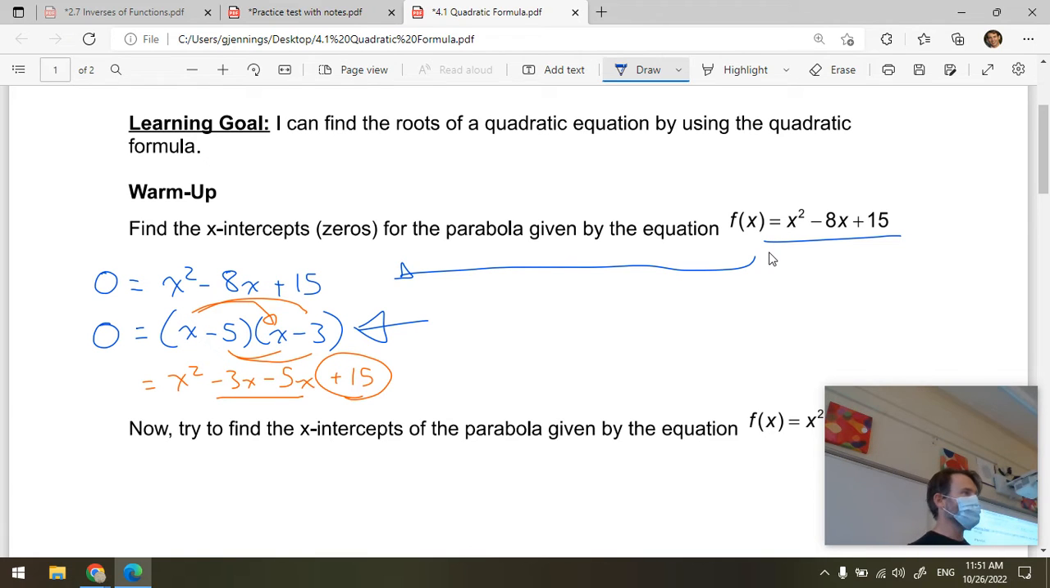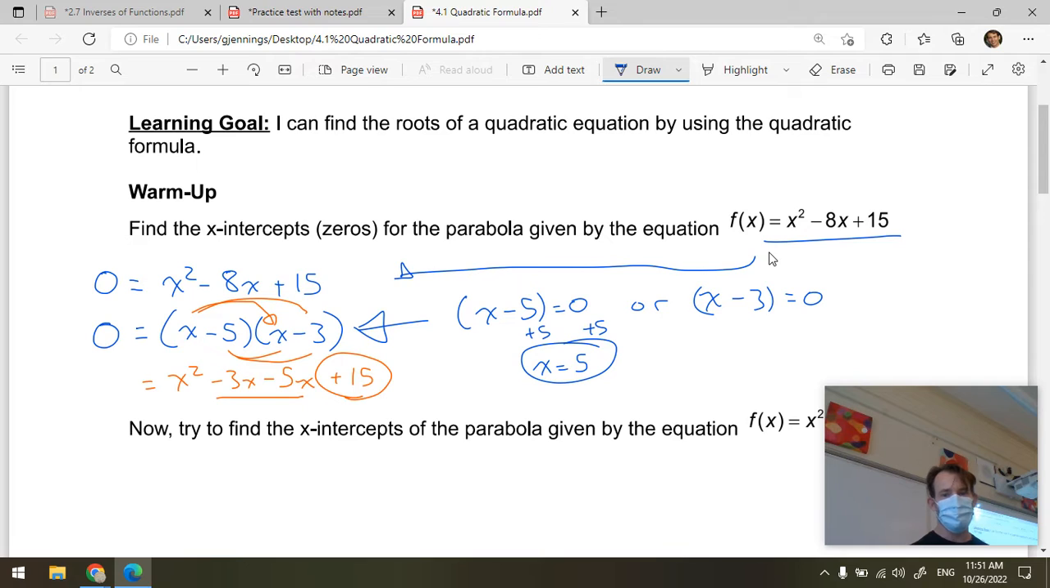Going back to my briefcases full of cash example, if there is some amount of cash in these briefcases and you have $0, you either have 0 briefcases or there's 0 cash in each of your briefcases. One of those two things must be true for you to have $0. So in this case, either x minus 5 equals 0 or x minus 3 equals 0. This one solves by adding 5 to both sides, giving x equals 5. This one solves by adding 3 to both sides to get x equals 3. And so there are our two solutions.